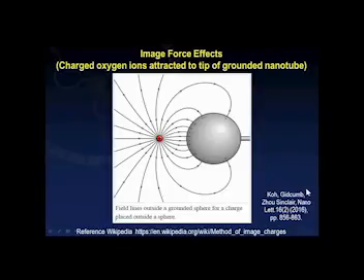One explanation of this is image force effects. Basically, the incident electron beam ionizes the oxygen gas molecules. The charged oxygen ions are in turn attracted to the grounded nanotubes, especially at the tip, which in turn results in the destruction of the nanotubes.